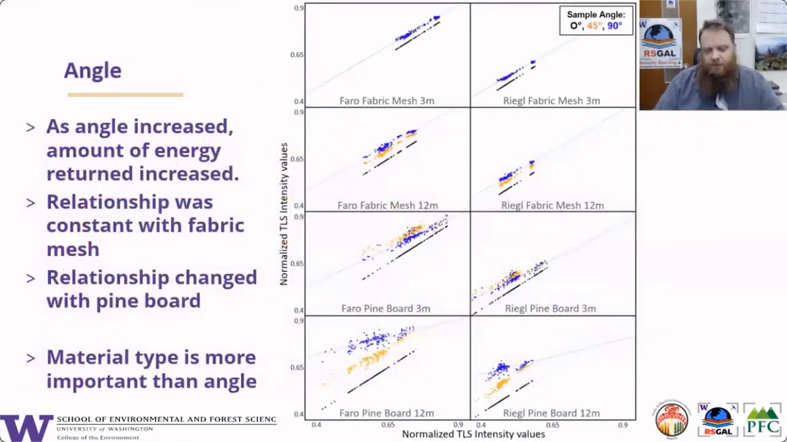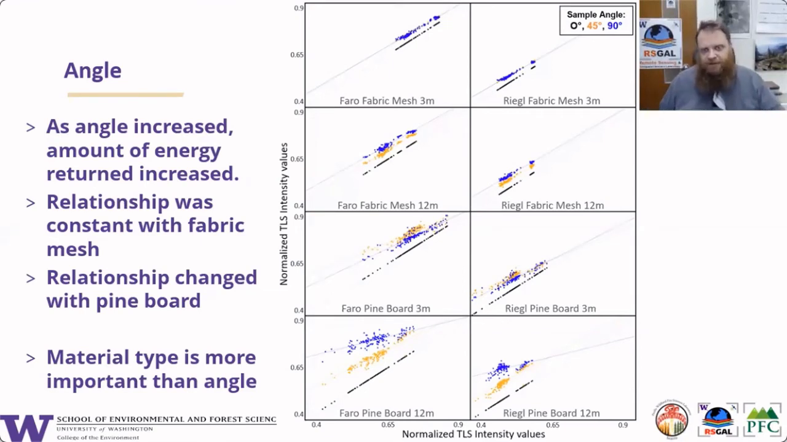So looking at the control samples and trying to determine what impact the angle had on these relationships, we do see that as the boards were tilted from 0 degrees, flat on the ground, to 45 degrees, and 90 degrees standing upright, the energy increases as that angle relative to the scanner becomes more and more perpendicular to the scanner. In this figure, the black is a 1-to-1 line relationship with the mean intensity values of the samples when they're flat on the ground, 0 degrees.